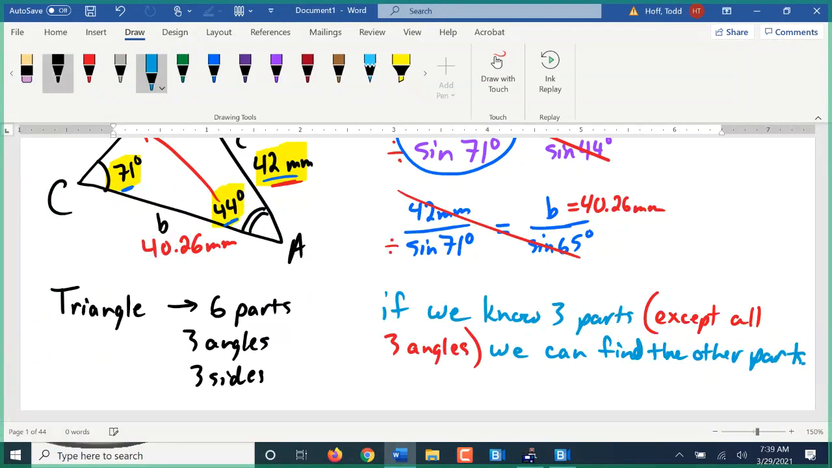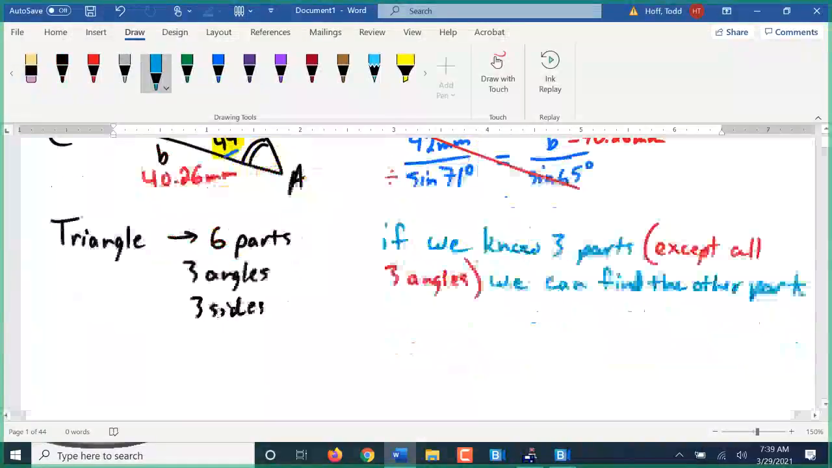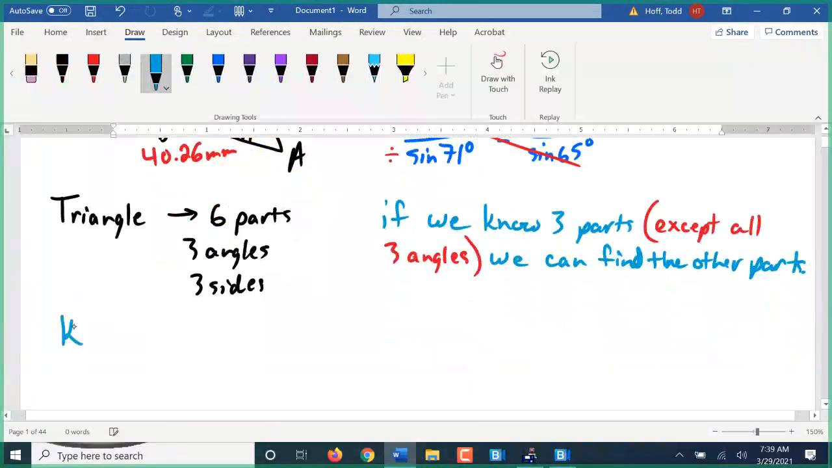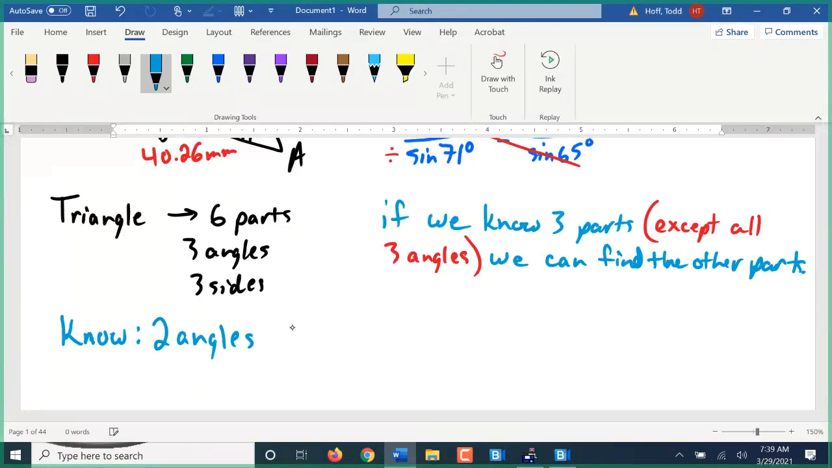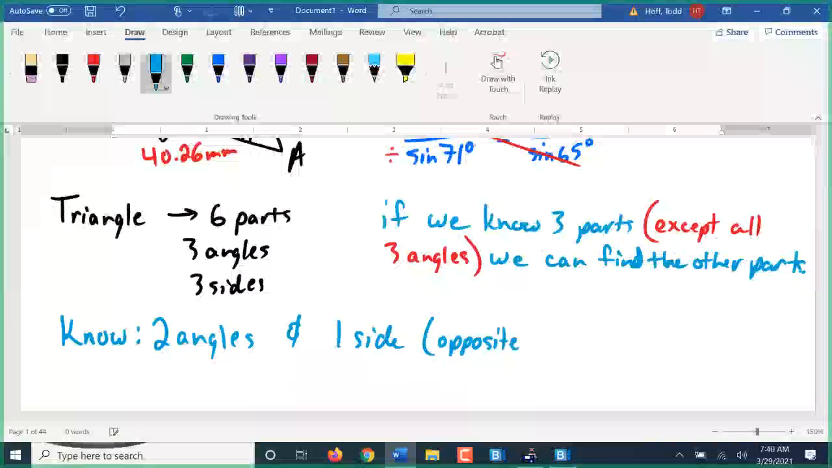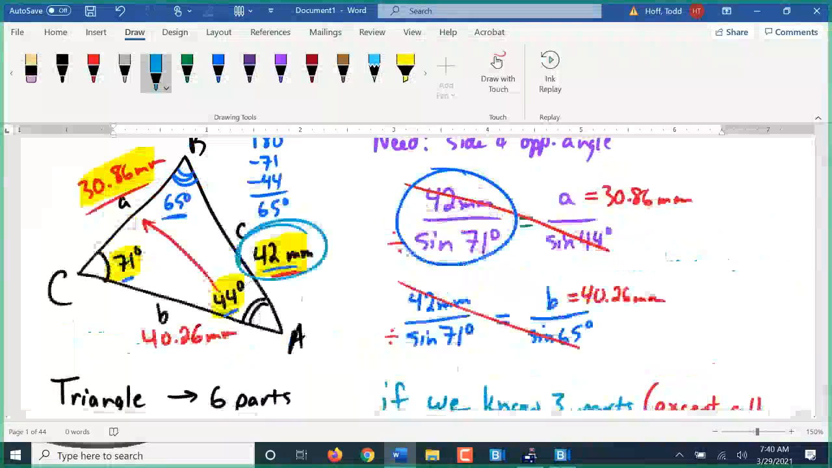The example we just did was an example where we know 2 angles and one side, parentheses here, I'm going to put opposite. What does opposite mean? Opposite means that side was across from one of those angles that we were given. Here, the 42 millimeters was across from the 71 degrees.